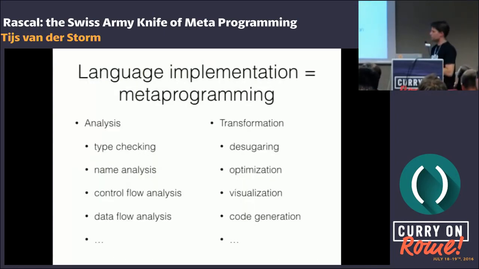This is a good match, because if you look at language implementation, you see immediately, or maybe not immediately, but I think this is obvious, that language implementation is a kind of metaprogramming, right? If you build a language or a compiler, you need some kinds of analyses, you need transformations to implement your compiler or the type checker or whatever you like. So we can use these metaprogramming features built into Rascal really well in this domain.